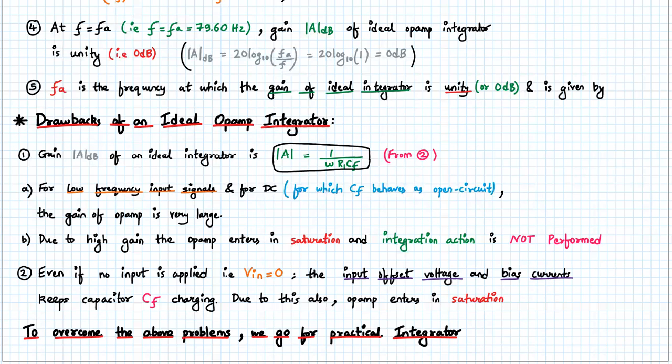Even if no input is applied, Vin is equal to 0. Now this is another drawback. Even with Vin equal to 0, the input offset voltage and the bias current keep the capacitor CF charging. Due to this, the op-amp will enter into the saturation region even if we don't apply any Vin. And that is possible due to input offset voltage and bias current. So to overcome the above problems, we will go for a practical integrator circuit.